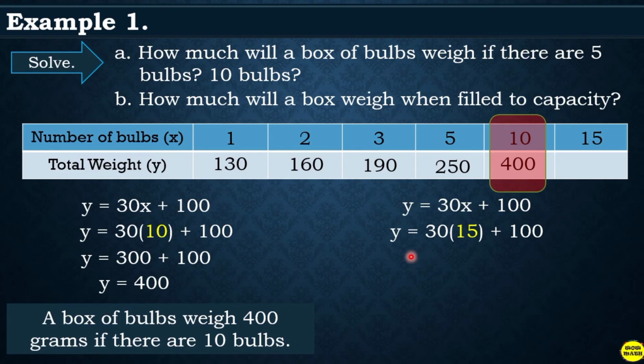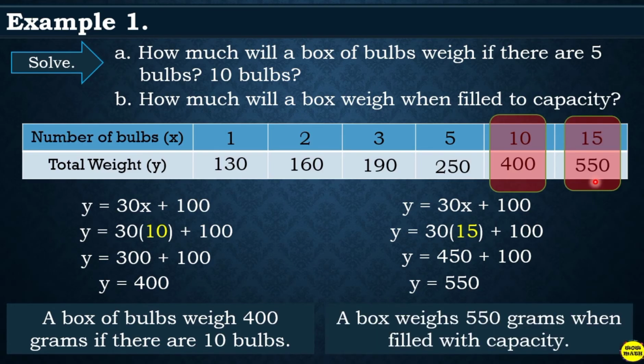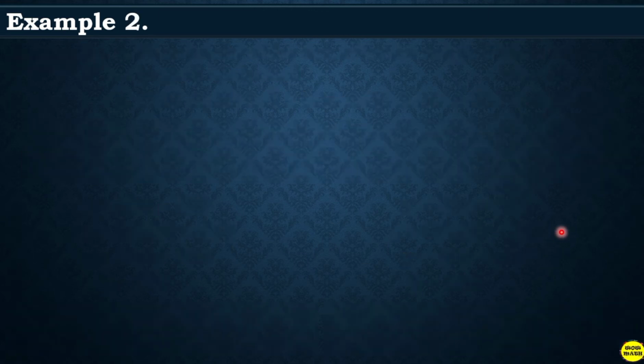Okay? So, we now have 30 times 15, that is 450 plus 100, which is the weight of the box. So, we have 550. So, this is 550. So, therefore, a box weighs 550 grams when filled with capacity, kapag pinuno siya. Okay? At ilan bulbs lang ang pwede sa isang box? 15. So, these are the answers.